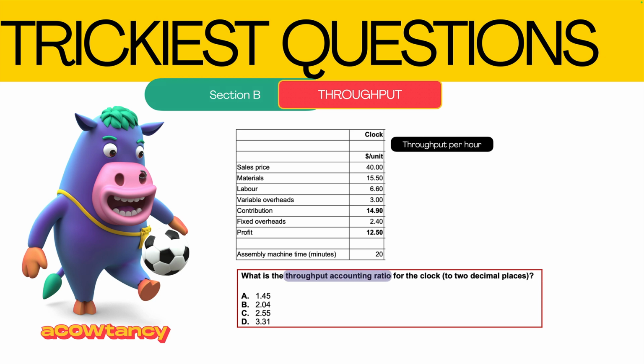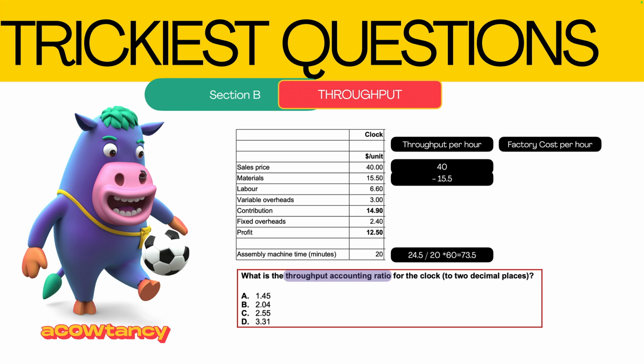throughput per hour. Throughput is your sales less your materials. So that's 24.5. And they gave us it in minutes, so you didn't really have to do this. But anyway, we just grossed it up to an hour by dividing it by 20 and timesing it by 60.